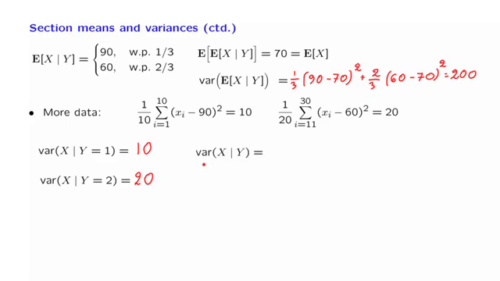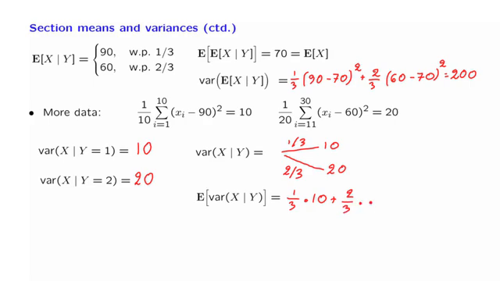So now we can describe the abstract conditional variance. It is a random variable that takes this value with probability equal to the probability of selecting someone from this section, which is 1/3, or it takes a value of 20, which is the variance in the second section, and the second section is selected with probability 2/3. With this information at hand, now we can calculate the expected value of this random variable, which is 1/3 times 10 plus 2/3 times 20, which is 50/3.